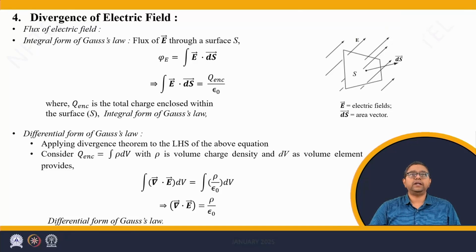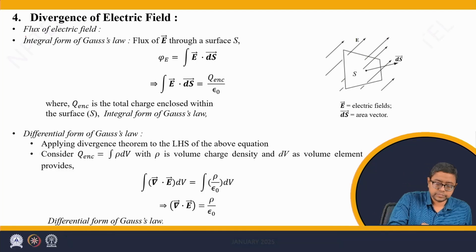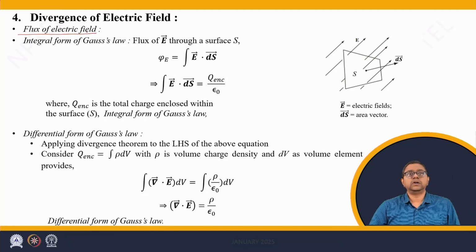Now we look at the divergence of the electric field. To understand the concept of divergence of electric field, we look into the flux of an electric field. As we had discussed in earlier lectures, the flux actually means the extent or magnitude of the field lines crossing through a particular area.